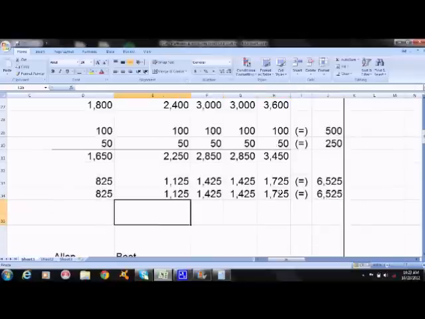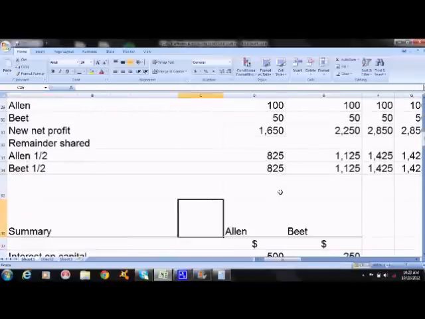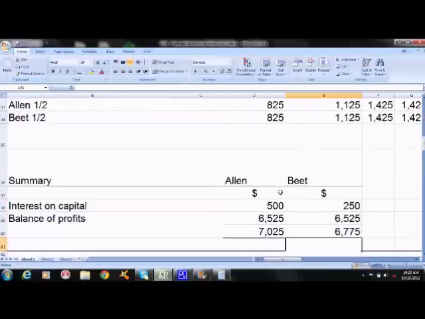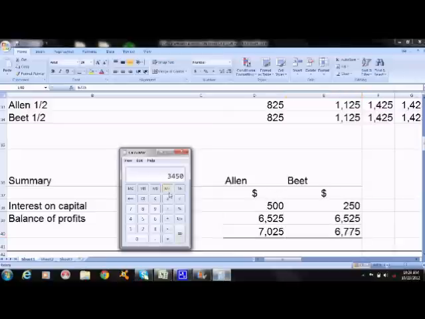Now at the end of it all, we'll have a summary right here. With a summary, Allen, Beat. So interest on capital for Allen would be 500 and 250. Then you're gonna add the balance of profits to the interest on capital, and you get this figure right here. So see the difference there? What's the difference here? Can anybody see the difference, my friends? Let's work out the difference.